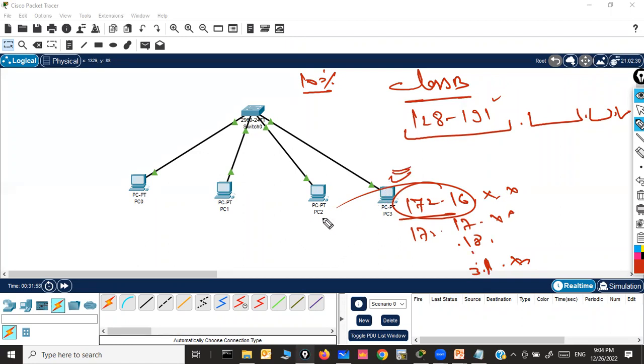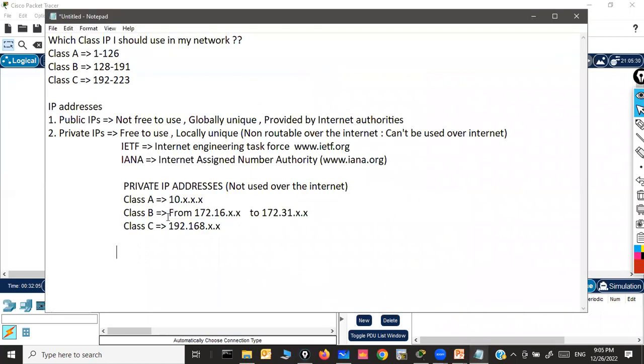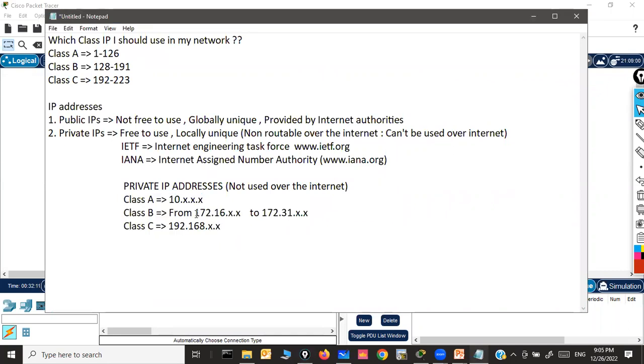So to be on the safer side, you should always use IPs from this range only. From 10 in class A, in class B 172.16 to any value between this, and class C is 192.168. And now let me take another scenario.